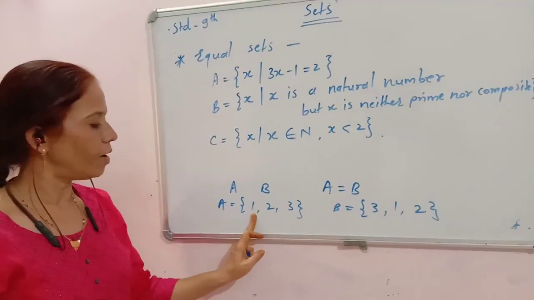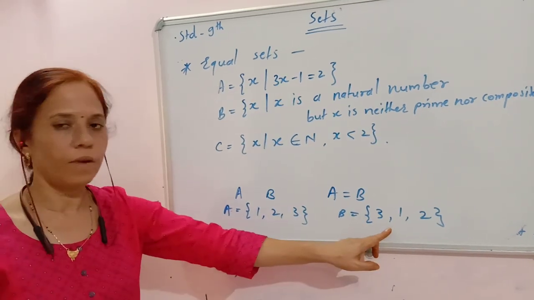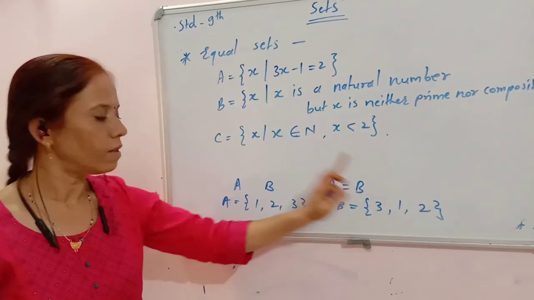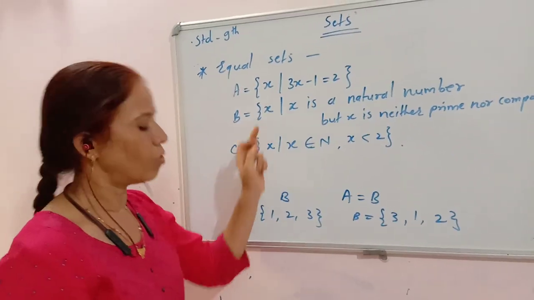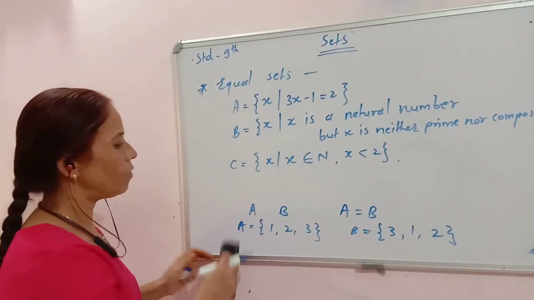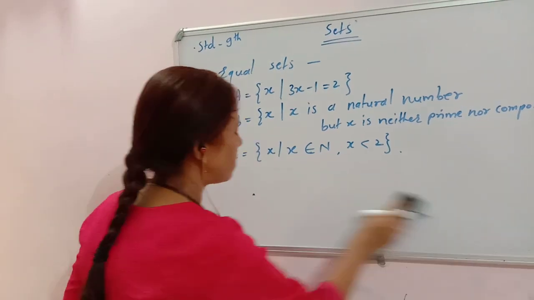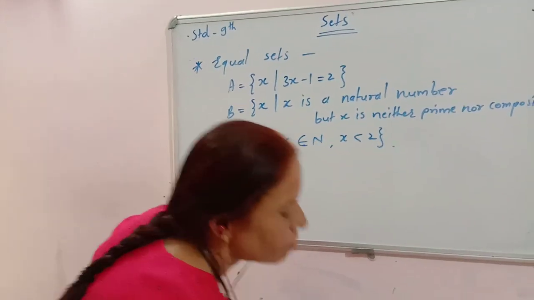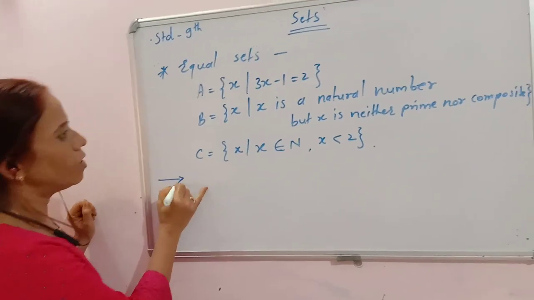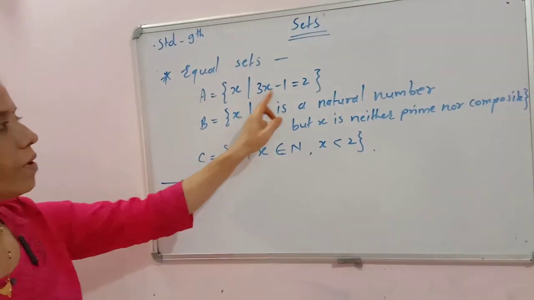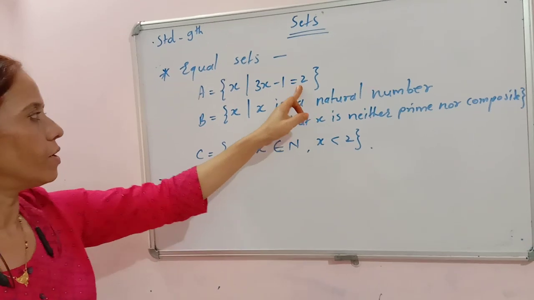Then every element of set A is present in B and every element of B is present in A. Then these two sets are equal sets. So here in this first example we have to check whether these three sets are equal or not. But for that we have to write them in listing method. So to write it in listing method we have to solve this equation.